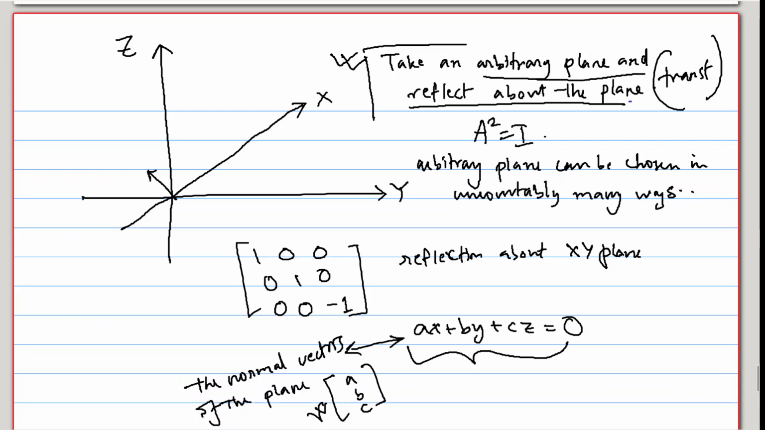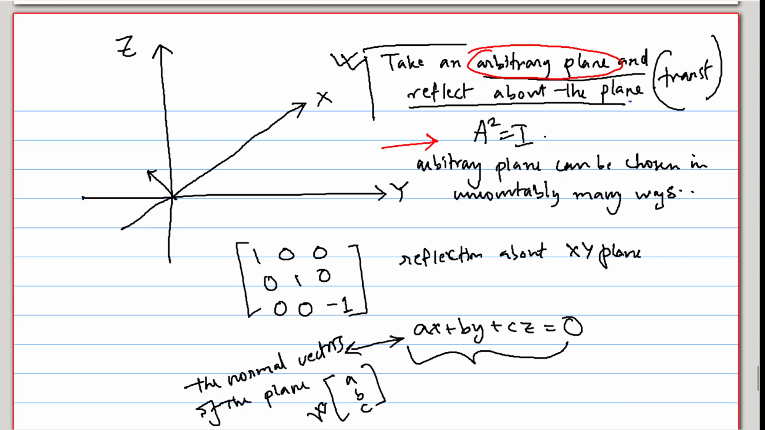So what is A? A is the matrix corresponding to that transformation. So that means A square will be equal to I, right? Is this clear till here? Now we can choose this arbitrary plane in uncountably many ways. If you take the transformation along any plane, it will give you the identity matrix twice. How will you give the identity matrix?